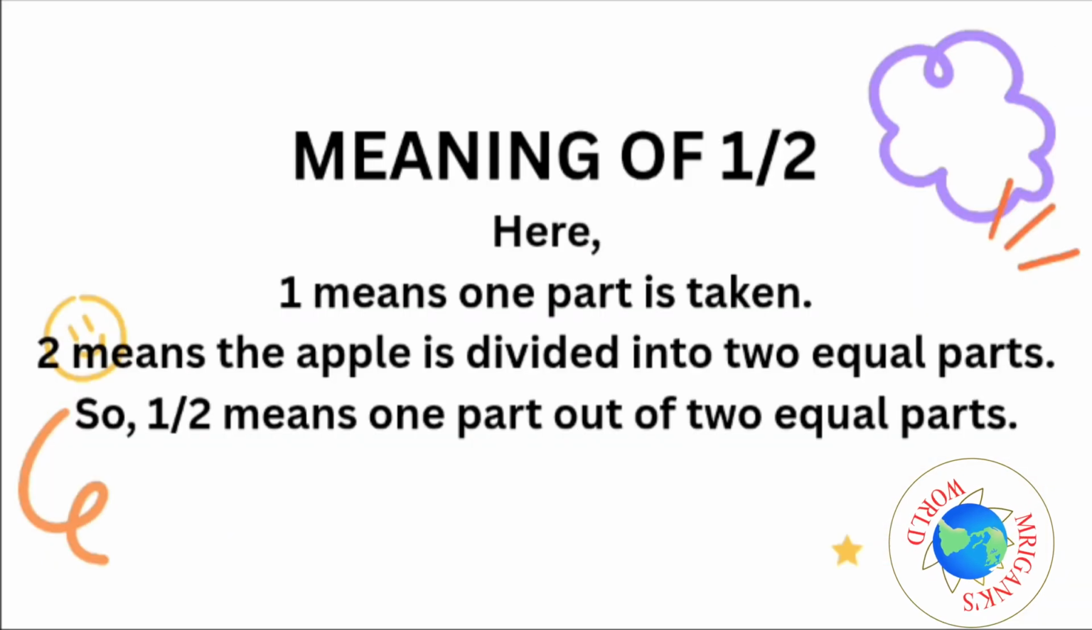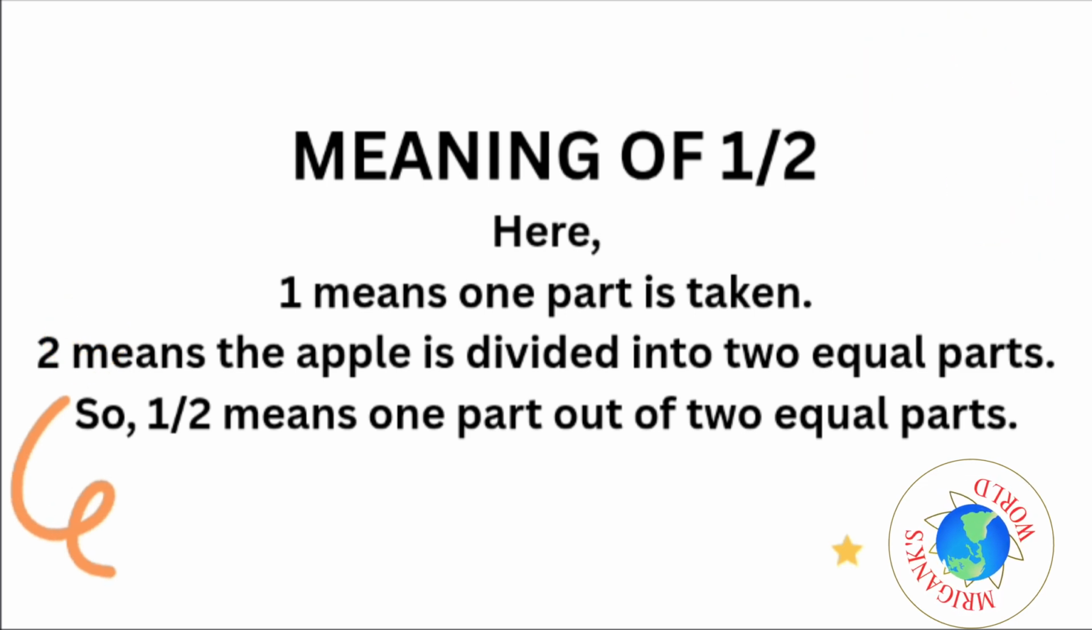Meaning of 1 by 2. Here, 1 means one part is taken, 2 means the apple is divided into two equal parts. So, 1 by 2 means one part out of two equal parts.